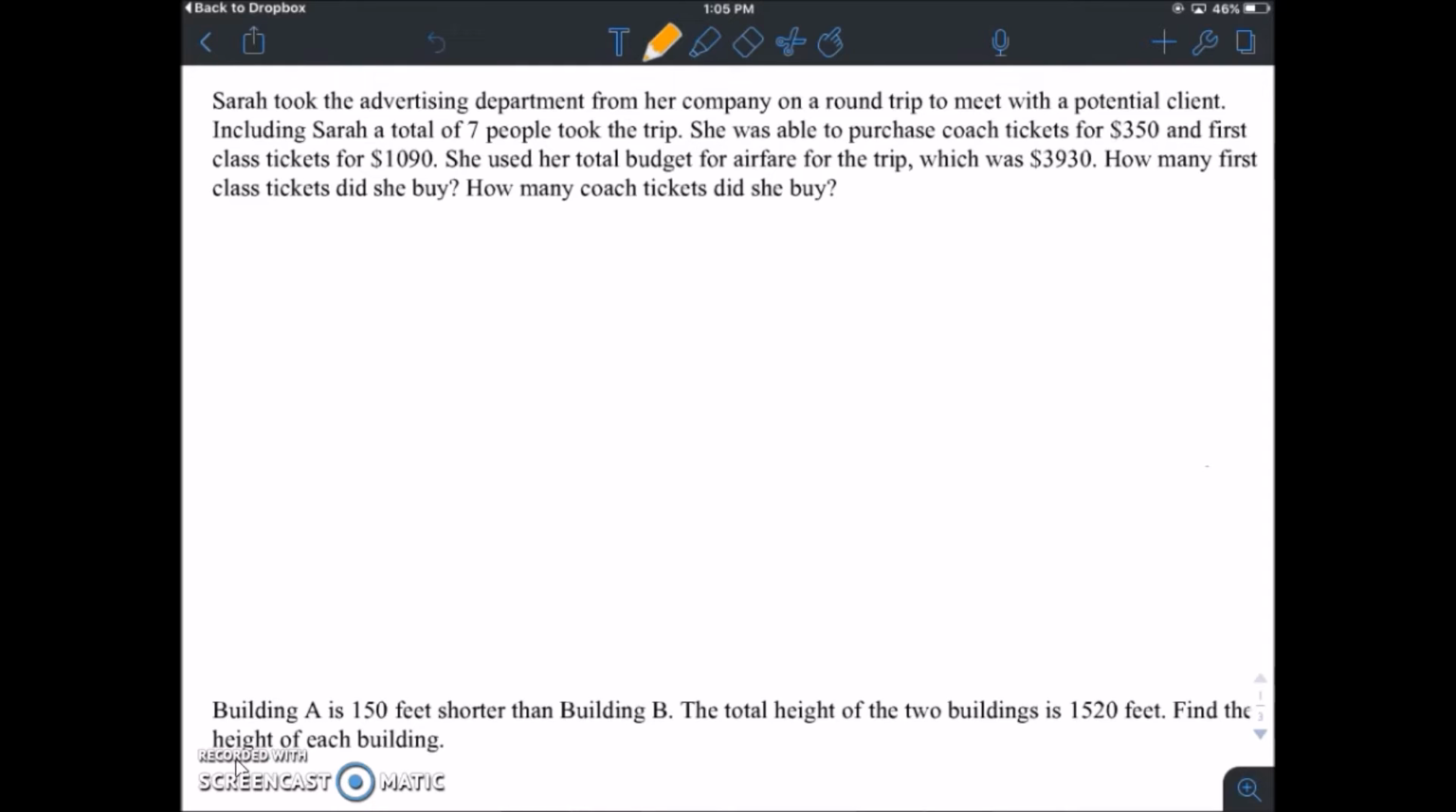Okay, so my 2 categories, the 2 types of tickets she bought, were first class and coach. I'm just going to label them as X and Y. The first piece of information they gave us was Sarah took 7 people on the trip, so I need 7 tickets. So X, the amount of first class, plus Y, the amount of coach, has to equal 7. Second was the money equation. It cost $350 per coach ticket, and I'm going to add to that $1,090 per first class ticket, and that should equal the amount of money I can pay.